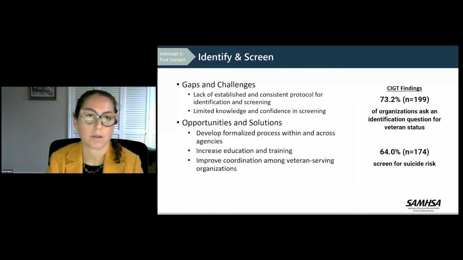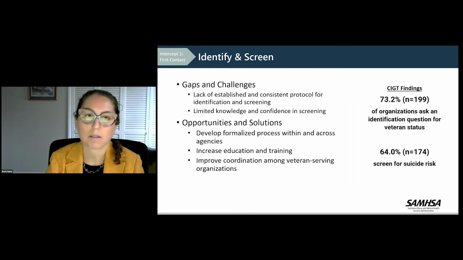The first we're going to cover is identify and screen. On the top left corner of each slide, we're going to map it up with the Intercept. So this is first contact. It's critical to identify SMVF status so that we know to provide them targeted services and resources, and also to be able to identify suicide risk. I know people were talking about upstream work. Identification is critical, because if someone is identified at low or moderate risk, it's still an important opportunity for upstream prevention, and then those identified at high risk can go into acute care.